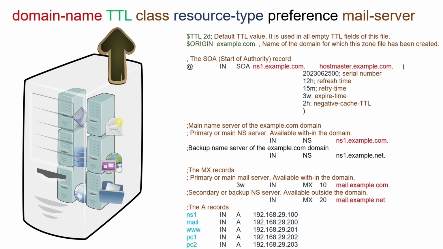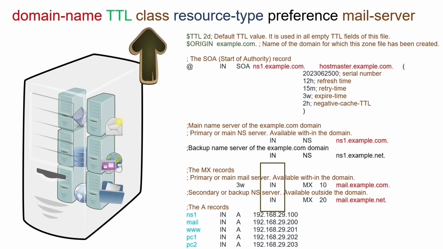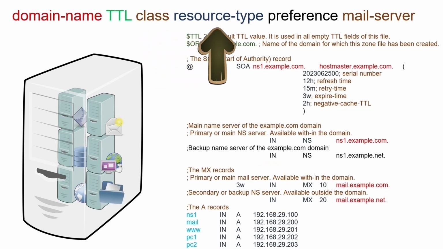In this example zone file, we have 2 MX records. In the first record, we define this field's value. In the second record, we left this field empty. Because of this, the first record will use the defined value. The second record will use the TTL directive's value. The class field defines the class of the record. The resource type field defines the record type.